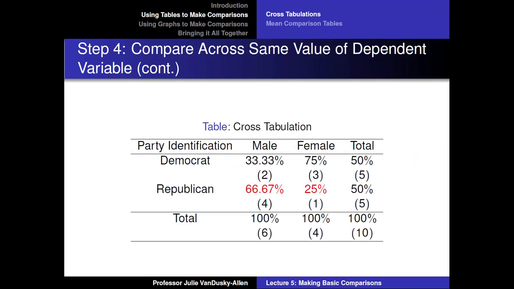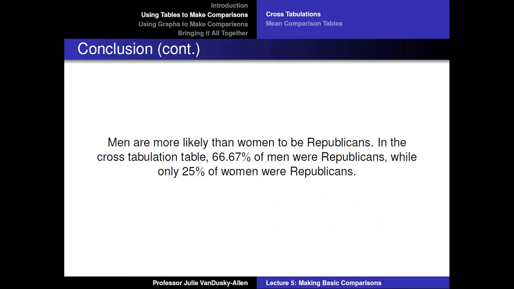We can repeat this process for other values of the dependent variable. In this case, I would compare males and females in the Republican row only. 66.67% of men supported Republicans, whereas only 25% of women supported Republicans. So we can conclude that men are more likely than women to be Republicans. In the cross-tabulation table, 66.67% of men were Republicans, while only 25% of women were Republicans.